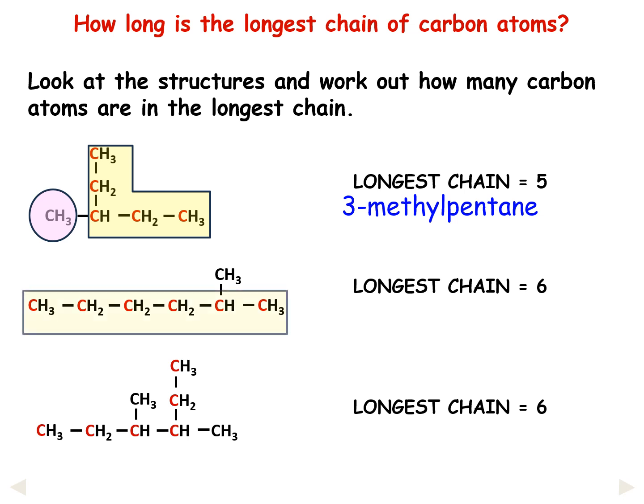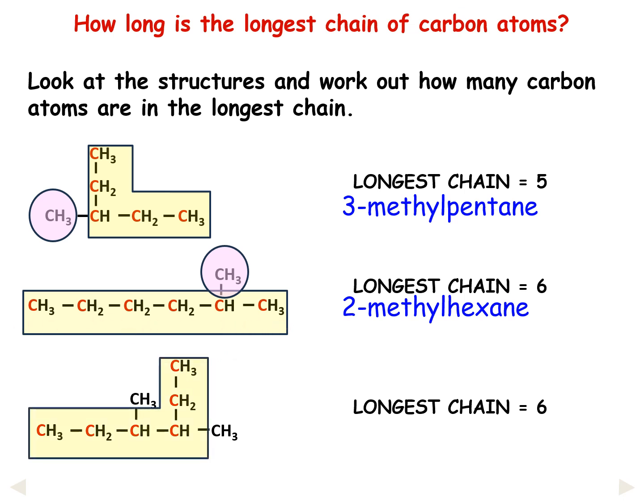If we do the same thing to the others, we can see that that will be 2-methylhexane. Now you might be thinking, I've counted from the right, I haven't counted from the left. I'll come on to that in a second. The one at the bottom has a similar setup to the one at the top, except this time there are 6 in the longest chain, and there are 2 methyl groups. So we call this 3,4-dimethylhexane. I'll explain where the numbers come from in a sec as well.